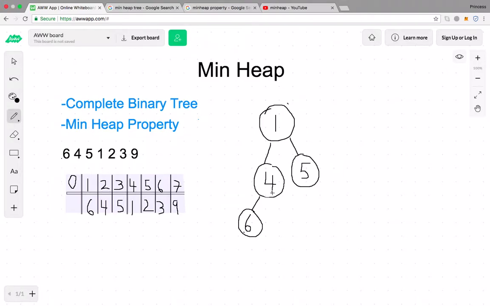And so the next value that we have is 2. We insert 2 to the right of 4. And we can see that we have a violation because 2 is less than 4, so we must swap these two values.